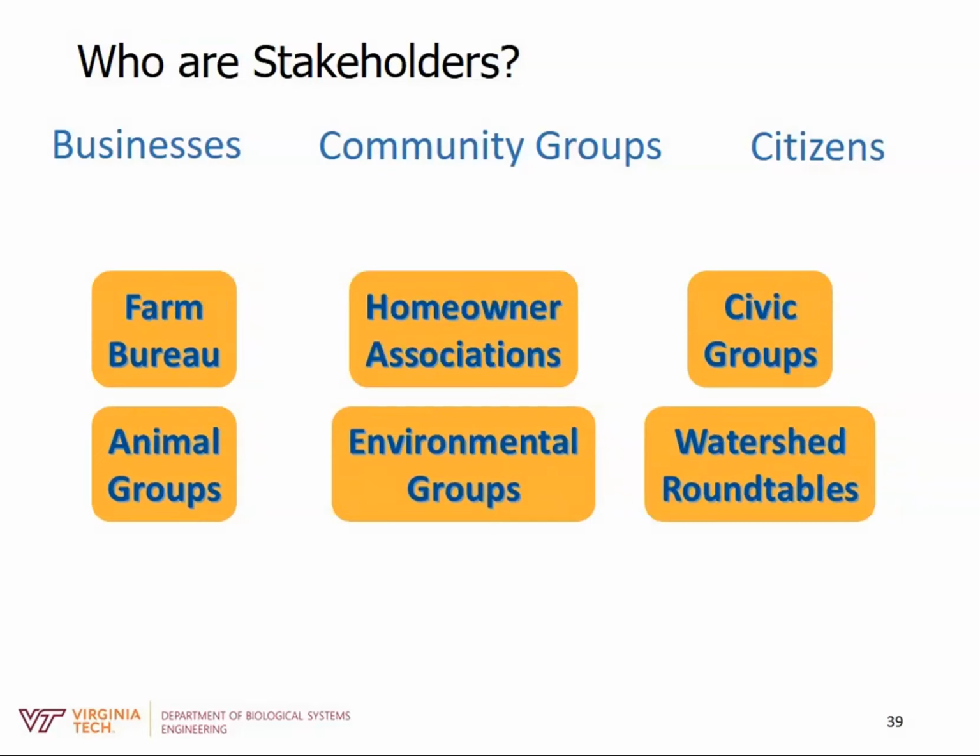And then homeowner associations. So if your impaired watershed is in the suburbs and has neighborhoods, you may want to reach out to those neighborhoods to see if they want to be involved in this water quality improvement plan.